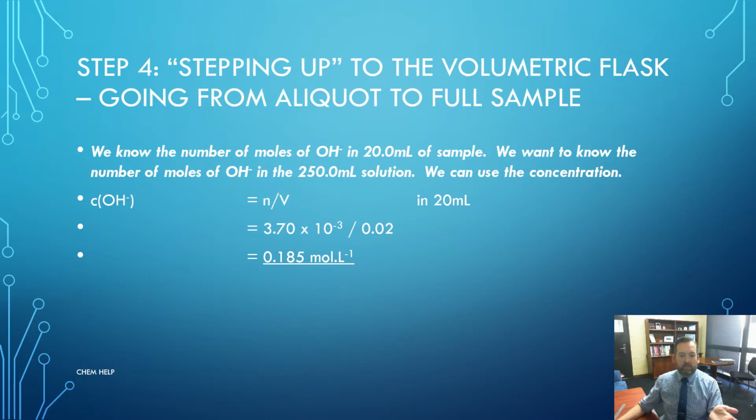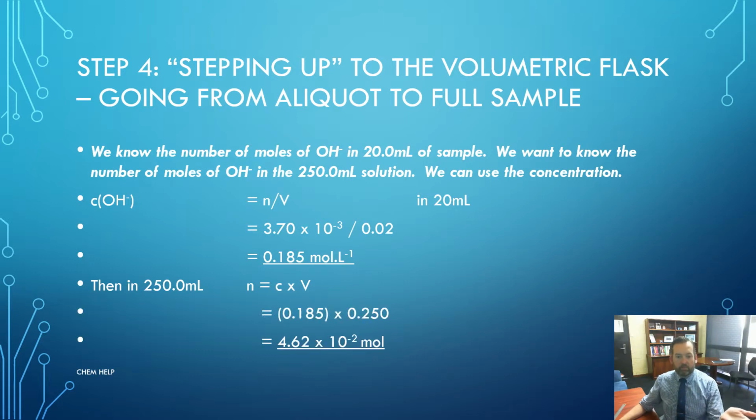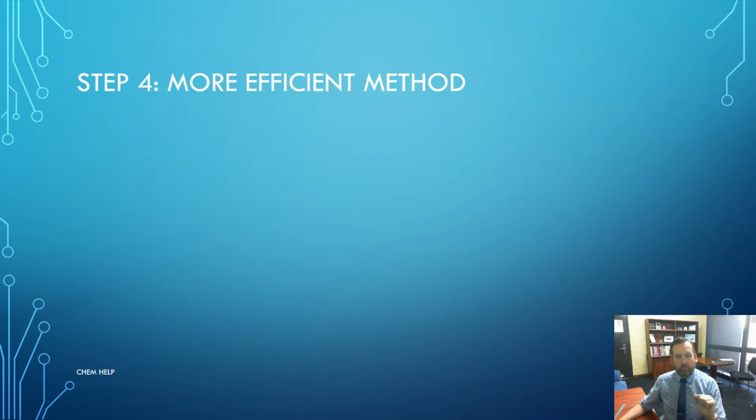All right. So then what we do is we take that and work it out in 250 mL. We know our concentration, we know our new volume. We then step it up, and we get 4.62 times 10 to the minus 2. If you've done it right, you should get a bigger number, of course, because you've got a bigger amount. So that's that one.